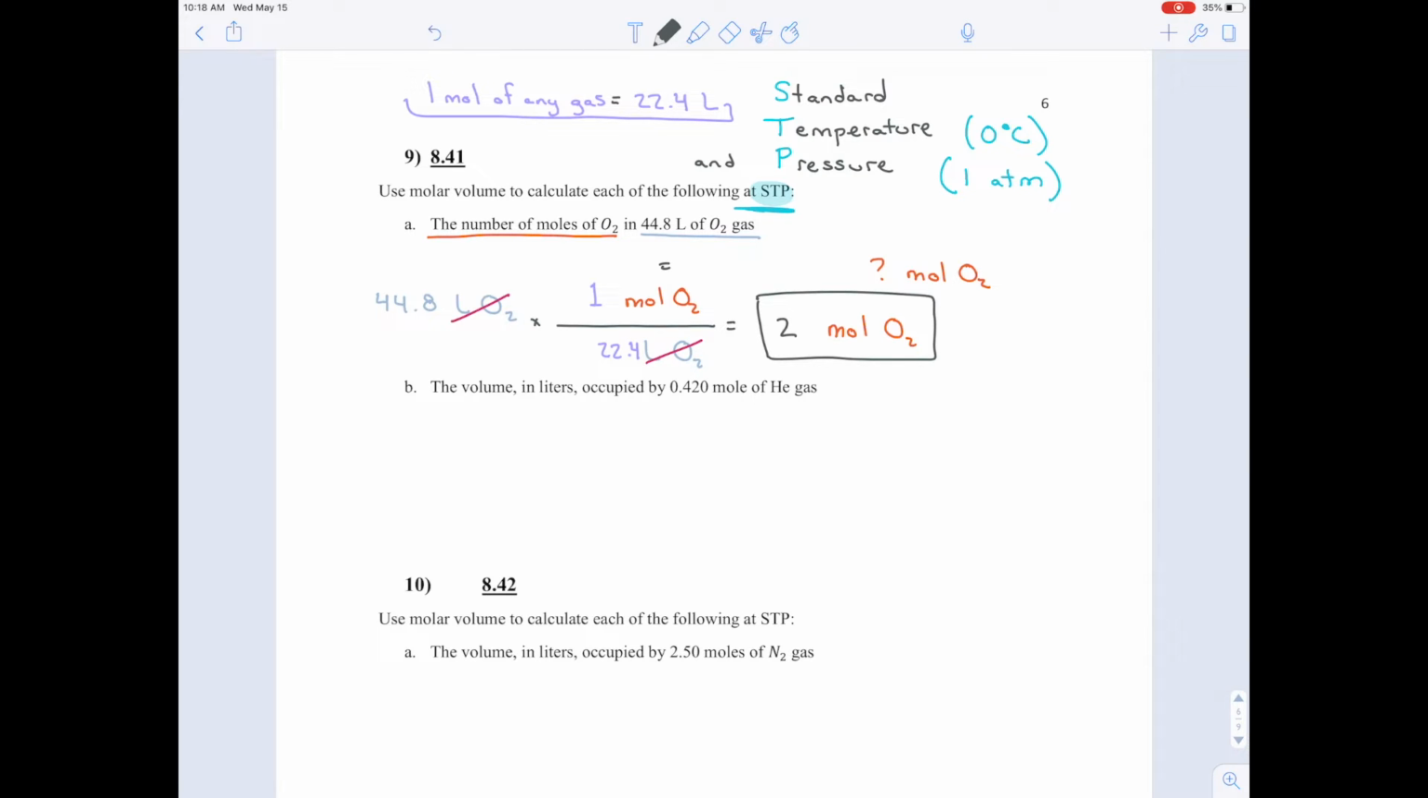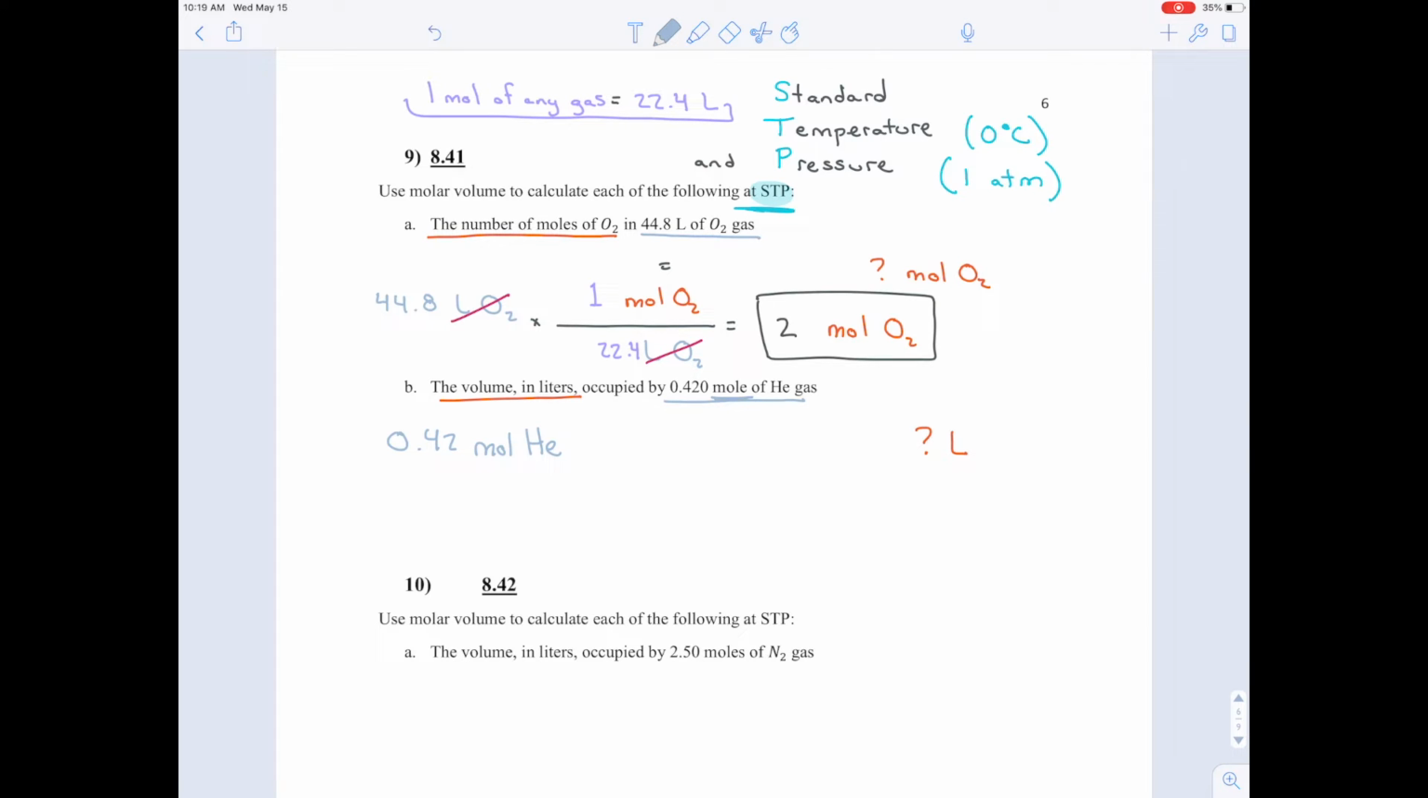Okay, let's try B. So they want the volume in liters. They want to know how many liters of this gas are occupied by, and here's our number, 0.42 moles of helium gas. So we have 0.42 moles of helium gas. And remember that mol is the abbreviation for mole. So you could write either one.